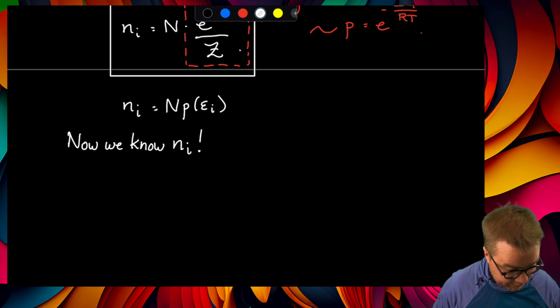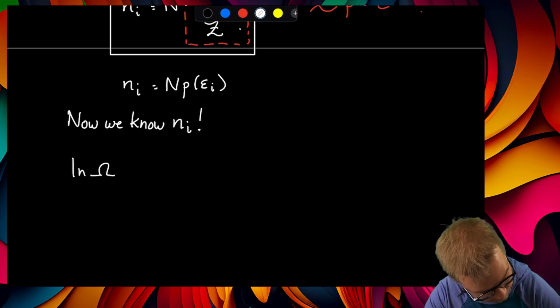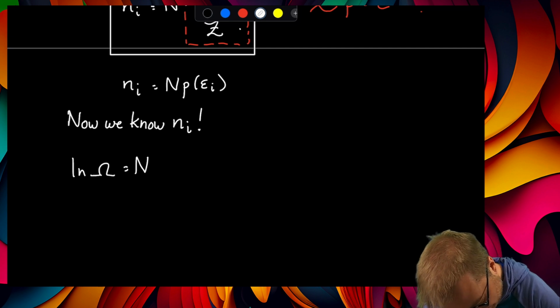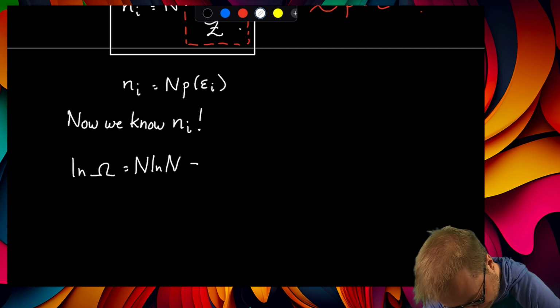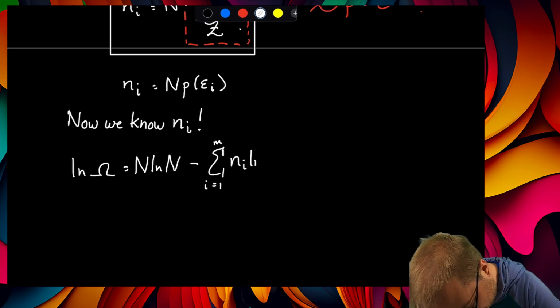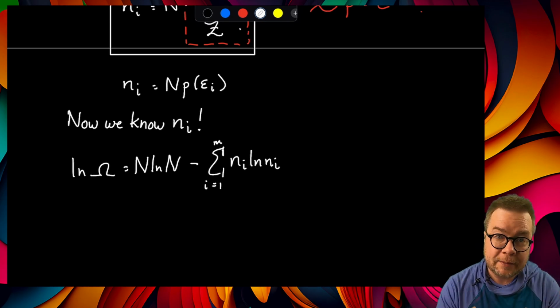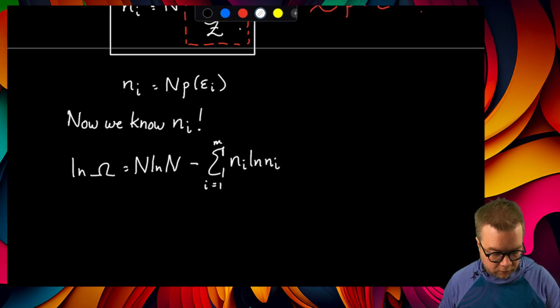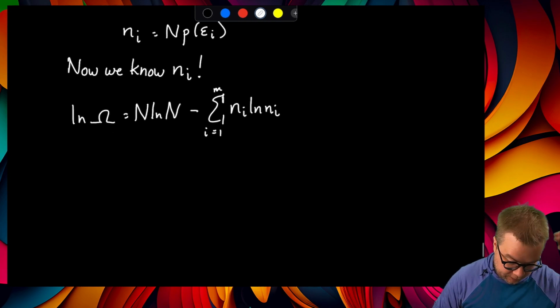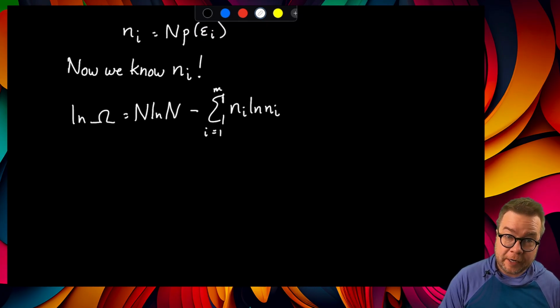And so the next step is we've got an expression for log omega. So log omega is equal to n log n minus the summation, i goes from 1 to m, of n sub i log of n sub i. So we're just going to have to put in our expression for n sub i and simplify this a little bit and see where we end up. All right, so that just leaves our last task. So let's start with this expression, and let's put in our expression for n sub i, and let's see where this leads us.